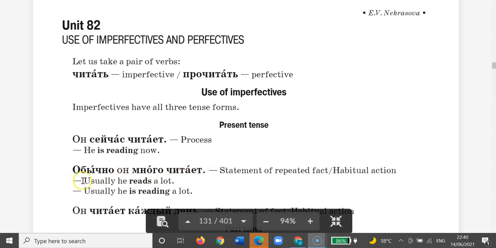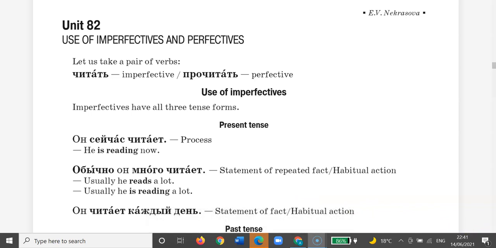Also, something that has been done habitually. We would say обычно, so usually он много читает. Because of обычно, we would use a process rather than the result. So usually he reads a lot, or usually he is reading a lot. Two translations are possible, because in Russian we have just one sentence, and into English you can translate using different tenses, as we don't have so many tenses in Russian.